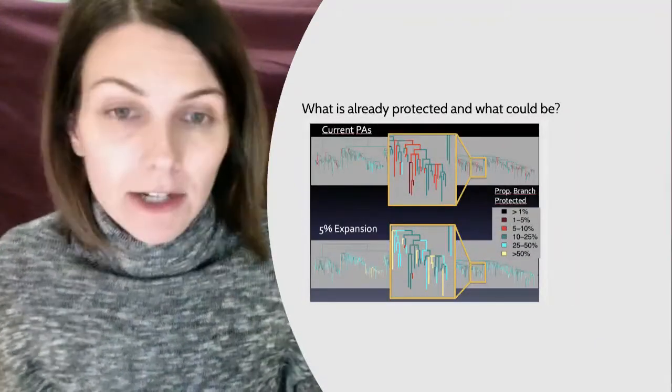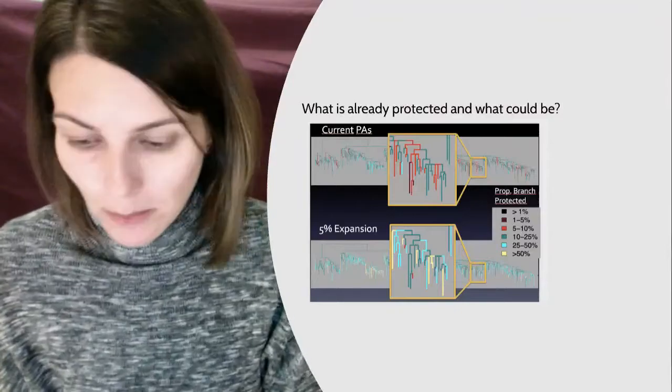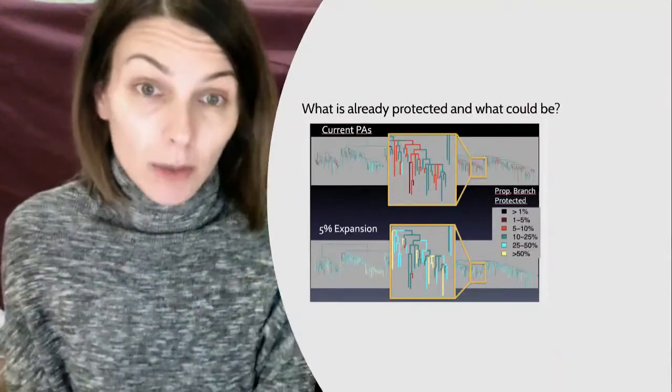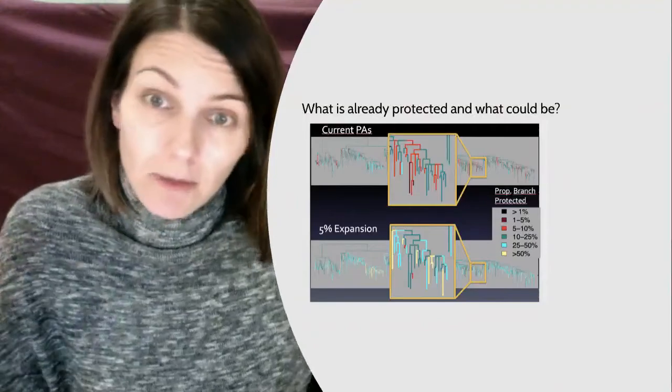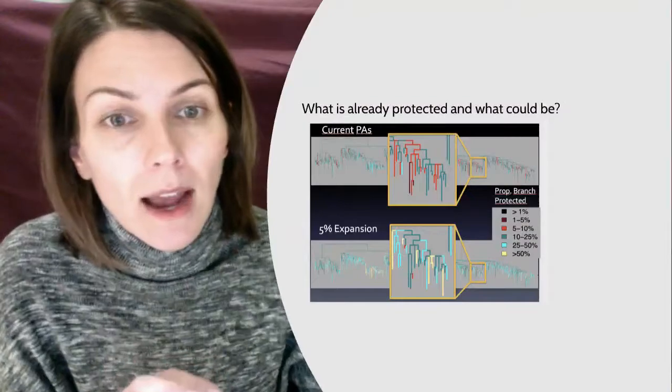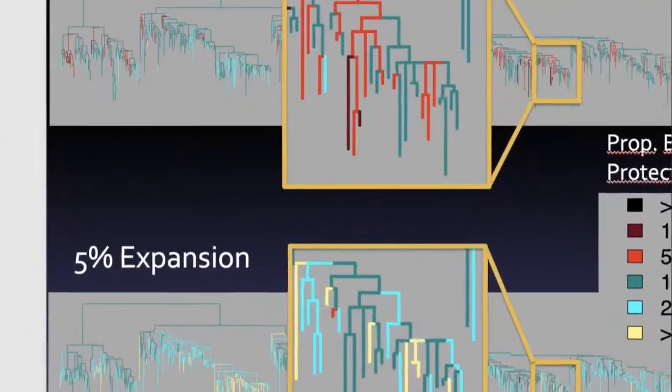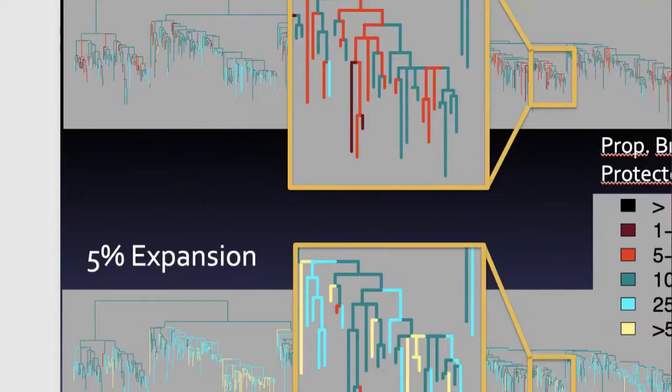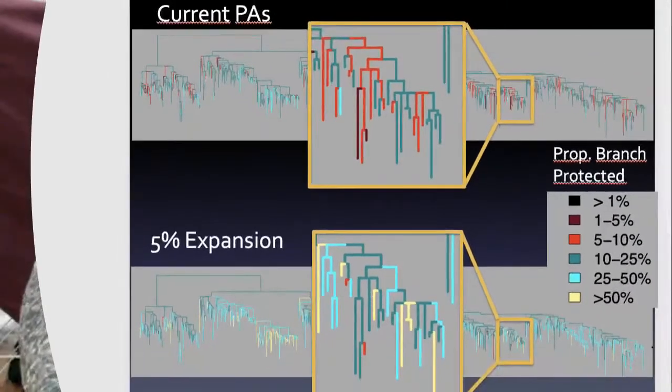And this is just a representation of which parts of the branches of the phylogeny are protected currently. So this is the current system of protected areas. And I've just zoomed in. It's really hard to see the whole phylogeny here. You can see that the color of each branch represents how much of that branch is currently protected. So if it's black or dark red or even red, it means that less than 10% of the distribution of that branch of the phylogeny is protected. So very little of that branch is currently protected.